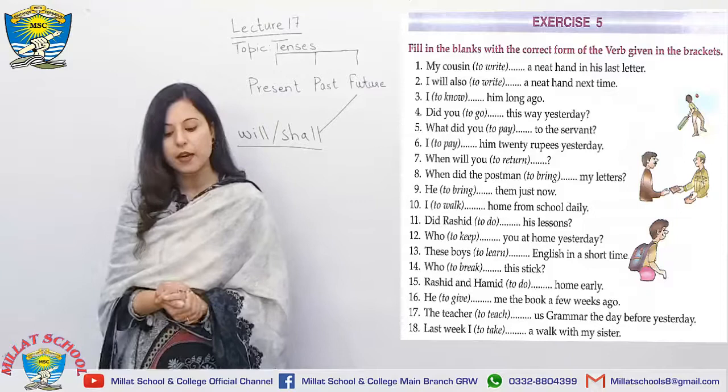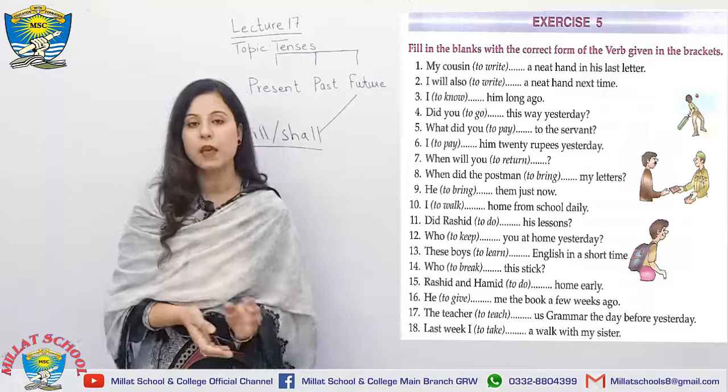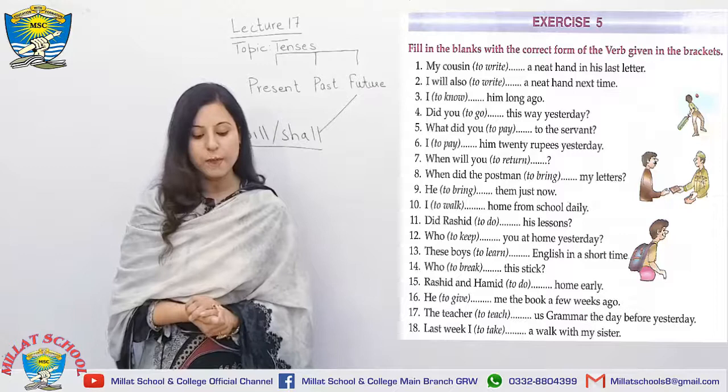That is exercise number 5. And don't forget to complete your pair work. Make a pair of your sibling and your friends and please do all those activities that have been given on your book pages. Like number 88 is a very good activity. If you work on this activity, it will be very beneficial for you.